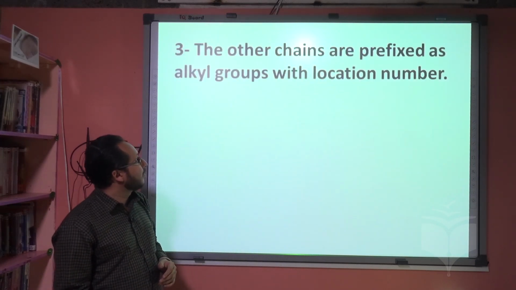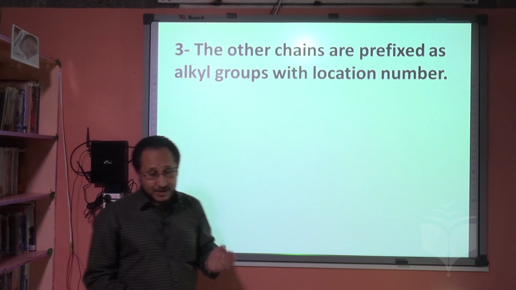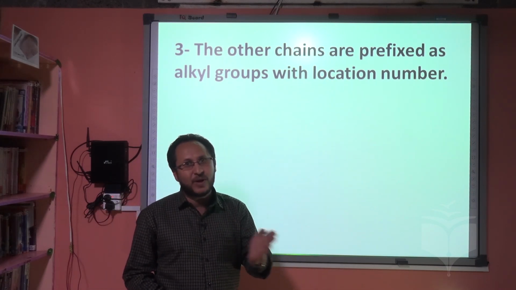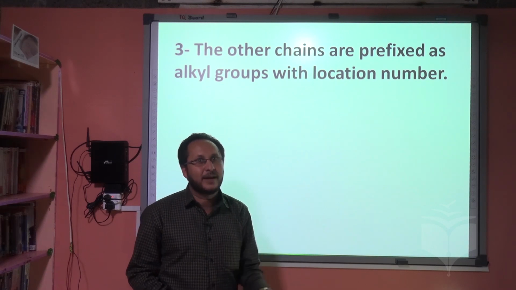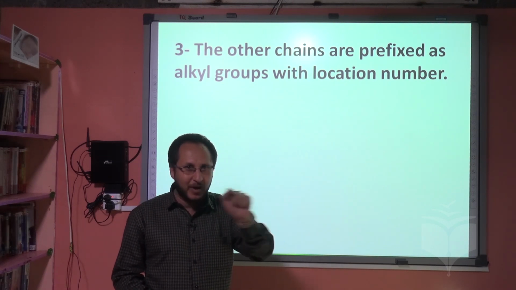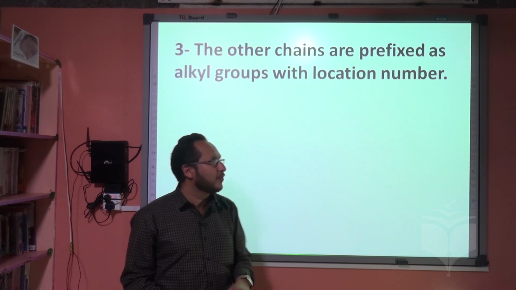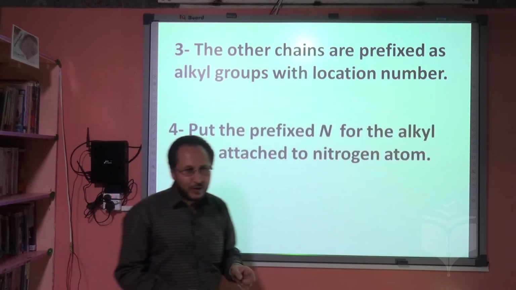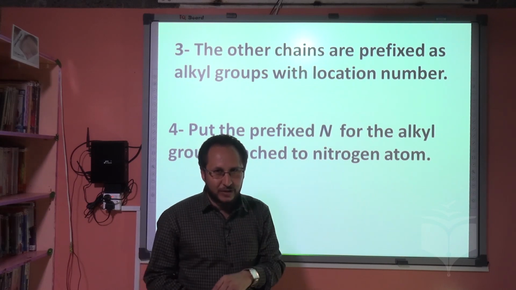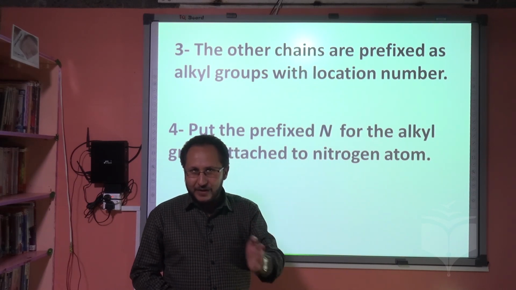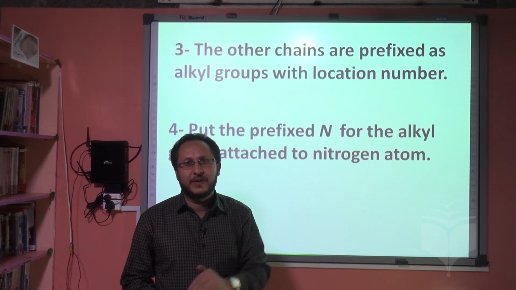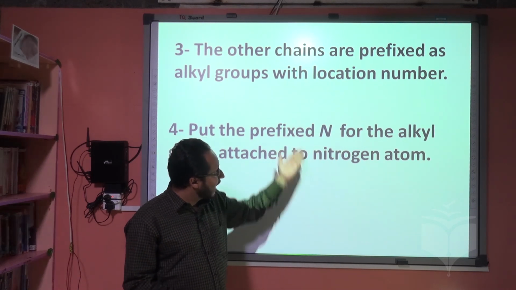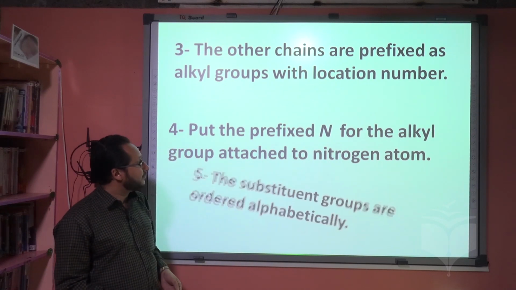The third rule, for the other branches, if you have other chains, you have to write them as alk and then add YL, so as alkyl. And you have to indicate them by the number of the carbon atom also. Now the prefix, if you have branches on the nitrogen atom, you have to write N, then write alkyl, then the longest chain. So this is the rule, and we will discuss them as examples here.